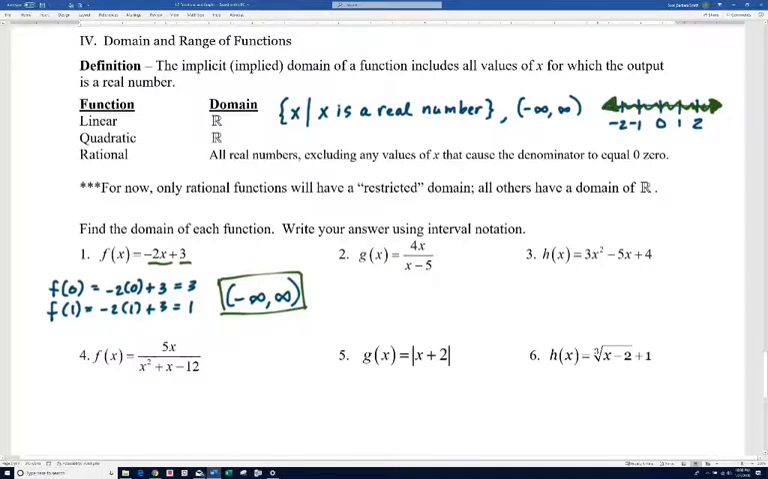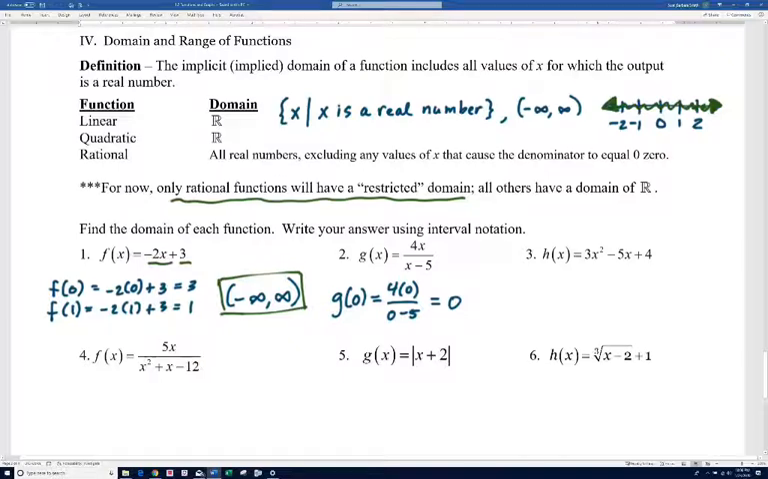Now notice on number 2, this is a rational function. And again, we said rational functions are the ones, at least the only ones for now, that are going to have a domain that's not all real numbers. So let's go ahead and plug in 0 here. In fact, a lot of times students think that 0 is not part of the domain here, that I can't plug it in. But this would just equal 0 over negative 5, which is 0. So 0 is not a problem.